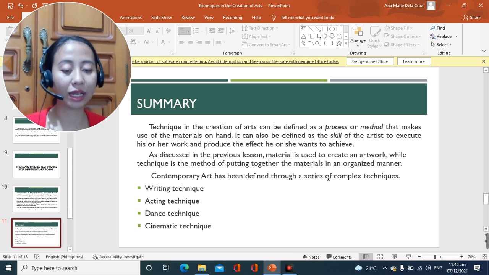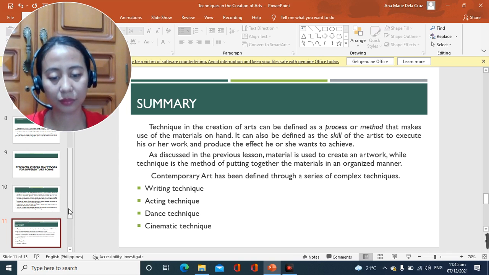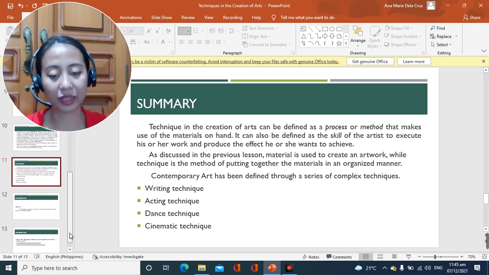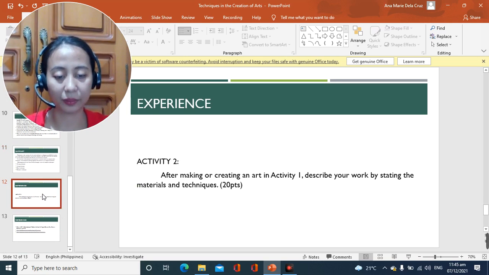We discussed today the different techniques na ginagamit natin. Ilan lang ito, right? Like writing technique, acting technique, dance technique, and cinematic technique. Those are just few of the techniques. Yan lang yung mga na-discuss natin, mga example.